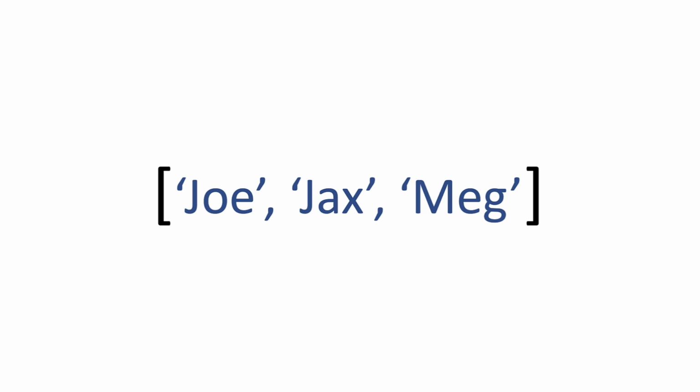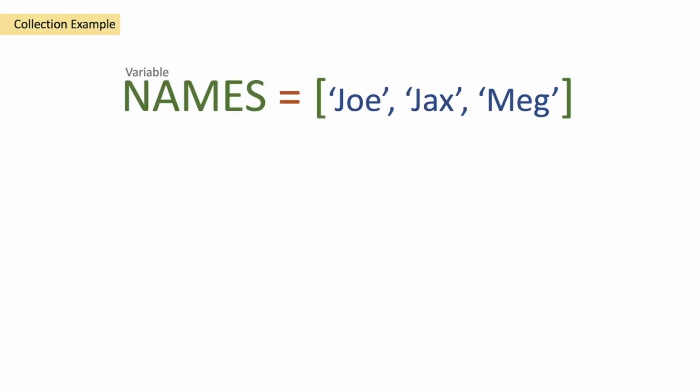Today we are going to be looking at the empty function on Power Automate. Now I'm going to start with a collection of Joe, Jax and Meg. So this collection is going to be an array, and before you ask, Jax and Meg are my cats. So let's look at the collection example then, because empty doesn't just do collections, it also does strings as well as objects. So we're going to go through three different things here.